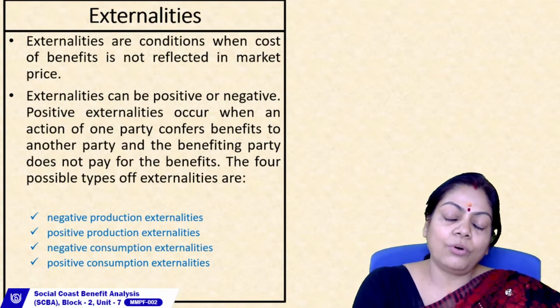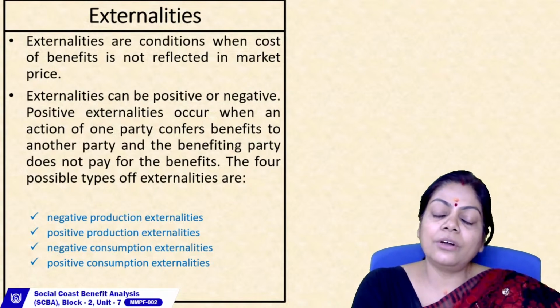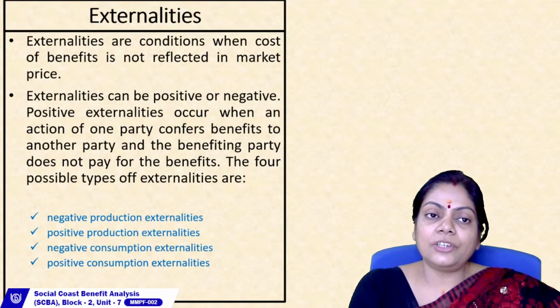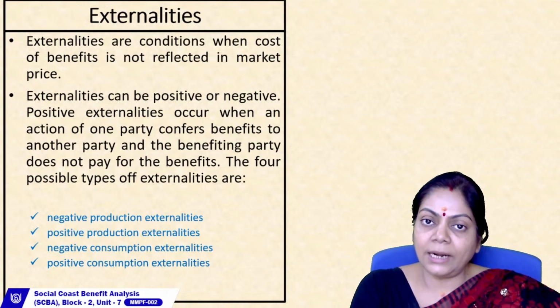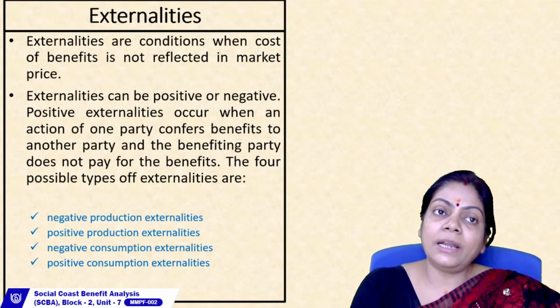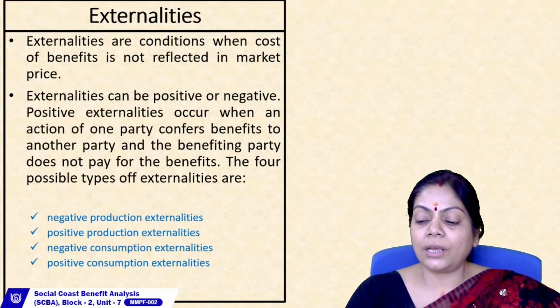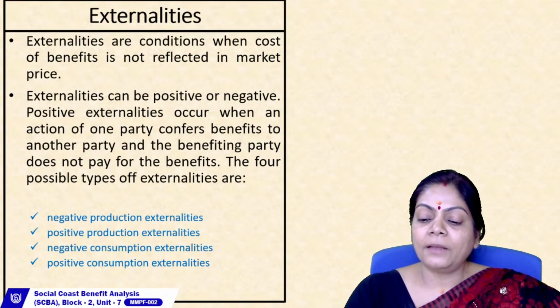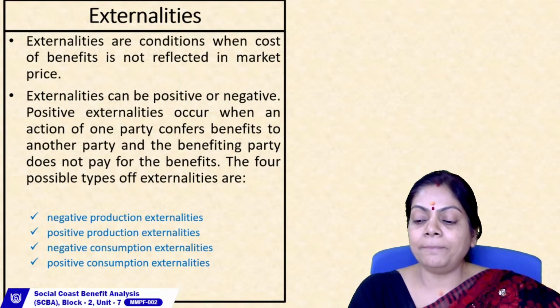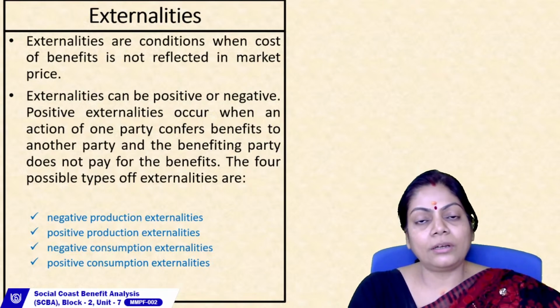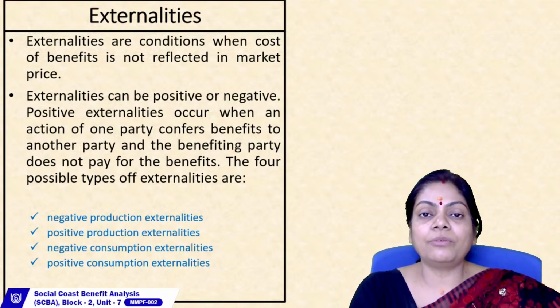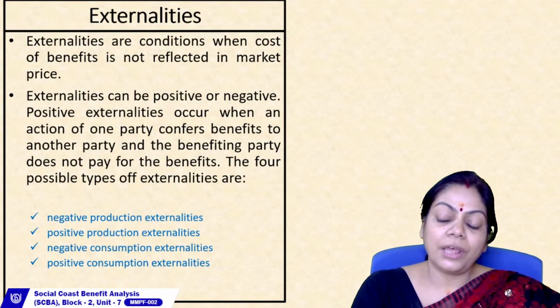But was that the benefit the producer of honey intended? His intention was to culture bees so that he can get the honey out of it, but the entire agricultural community around that will benefit due to the good pollination. Similarly, hydroelectric generation in a dam is a positive production externality.